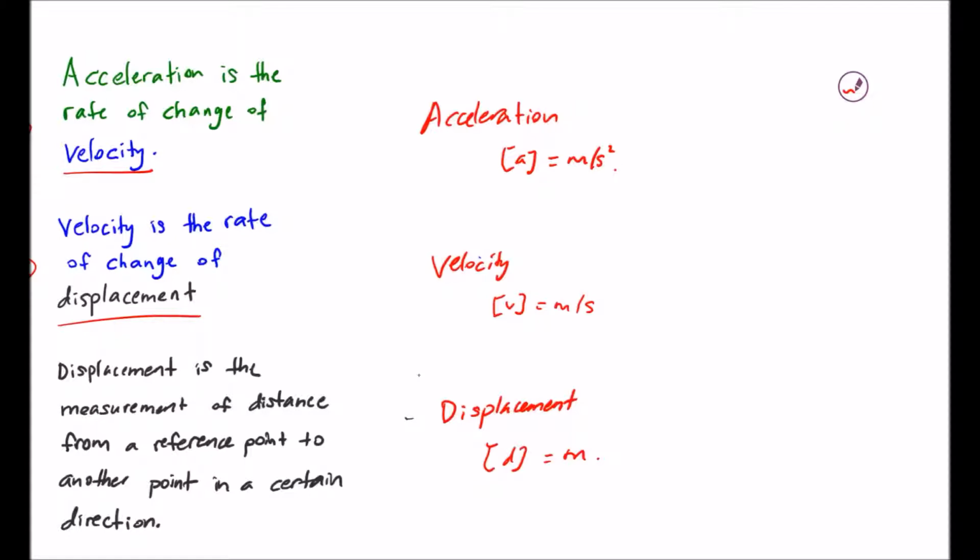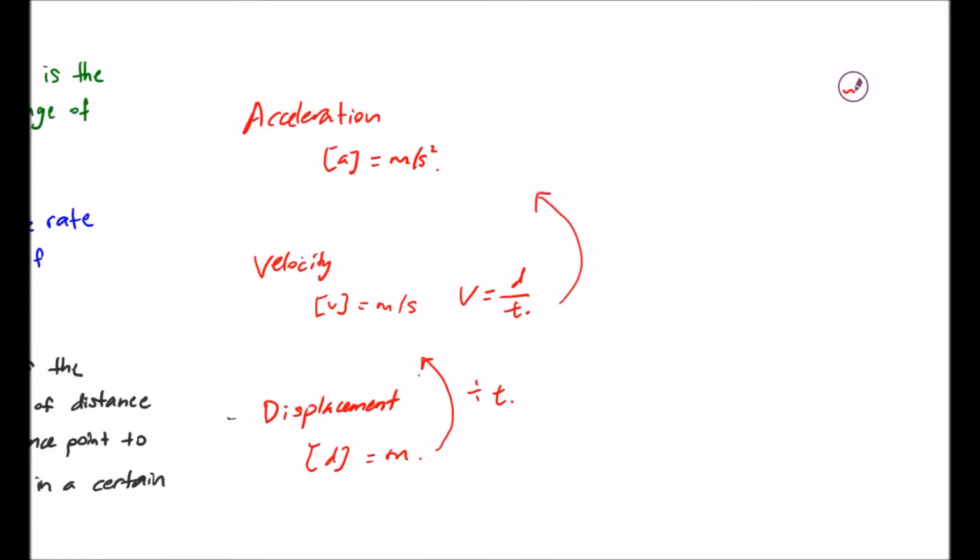So what's the difference between each step? To get velocity from displacement, you are dividing by time. So you get a formula: velocity equals displacement over time. To get from velocity to acceleration, you again divide by time. That's why acceleration is velocity over time.